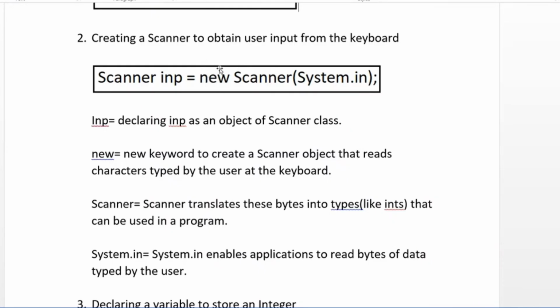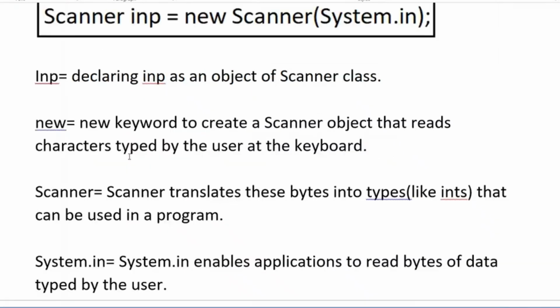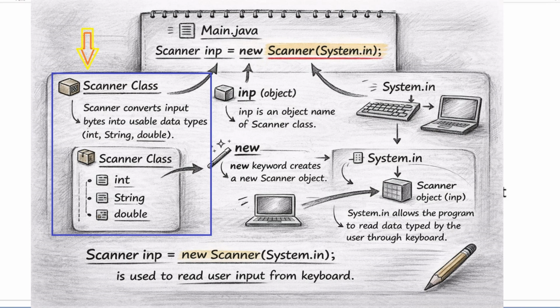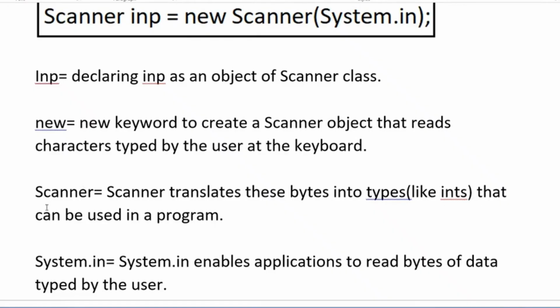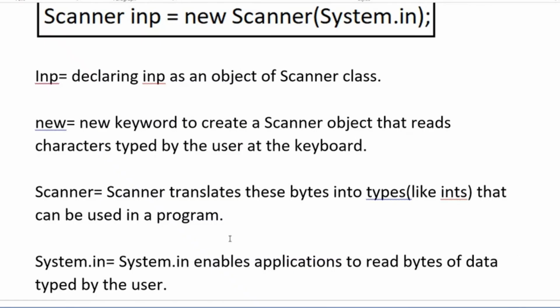Then what is meant by new in this statement? The new keyword creates a Scanner object that reads characters typed by the user at the keyboard. And what is Scanner? Scanner translates these bytes into types like ints that can be used in a program. And what is System.in? System.in enables applications to read bytes of data typed by the user.